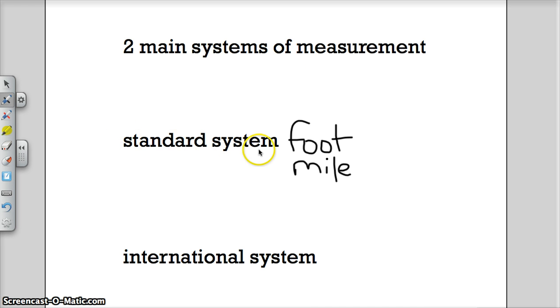The standard system of measurement is kind of unique to the United States. You probably know that. We're one of the only countries that uses the foot, the mile, the pound, the gallon, ounces, quarts, and so on and so forth.